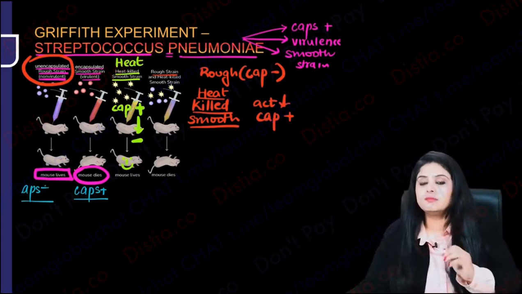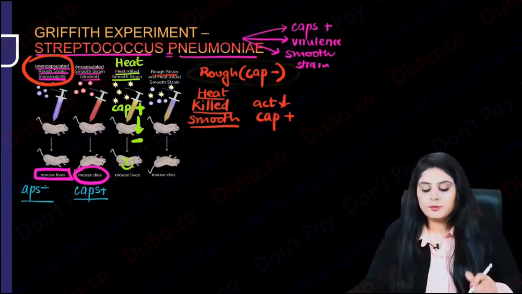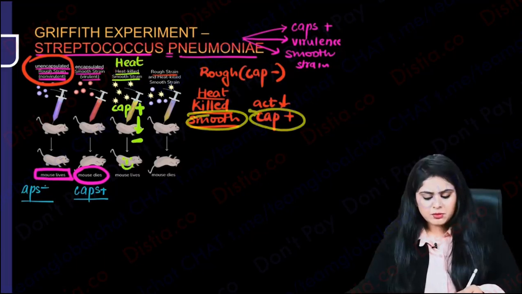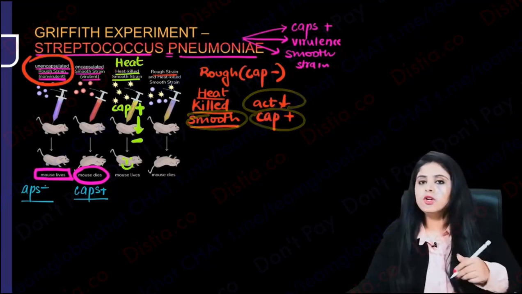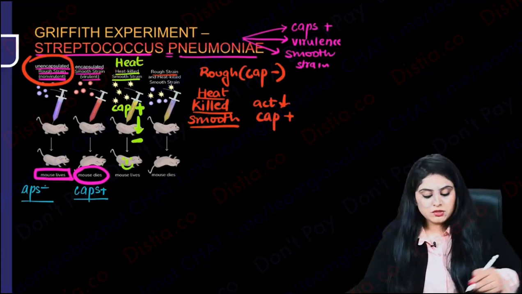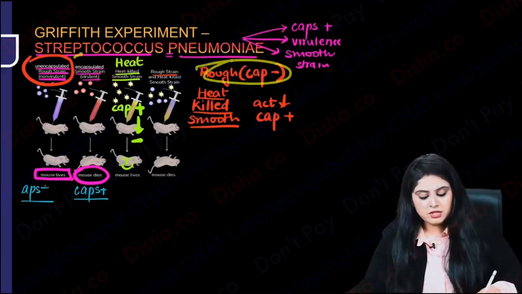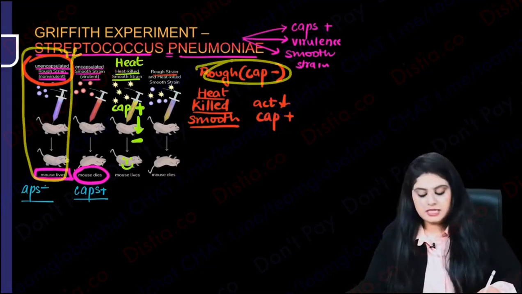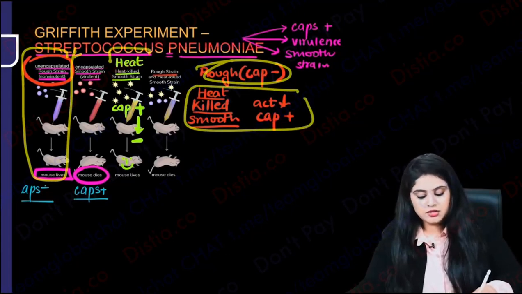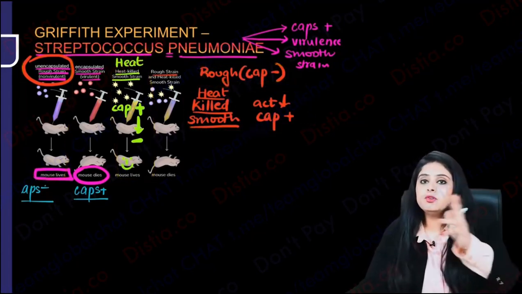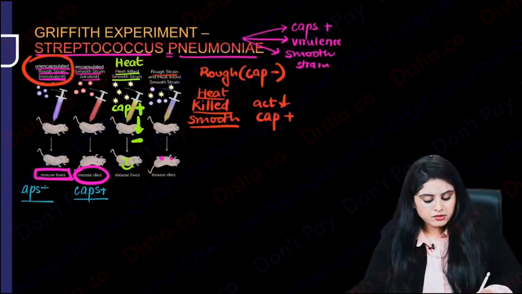So you will say either way, ma'am, the rough one had no capsule. The smooth one had a capsule, but you had reduced the activity. So overall your mouse should have survived. Because individually when you used a rough strain over here, your mouse survived. Individually when you used a heat killed strain over here, your mouse survived. But when you're using them together, you have realized that your mouse has ended up dying.